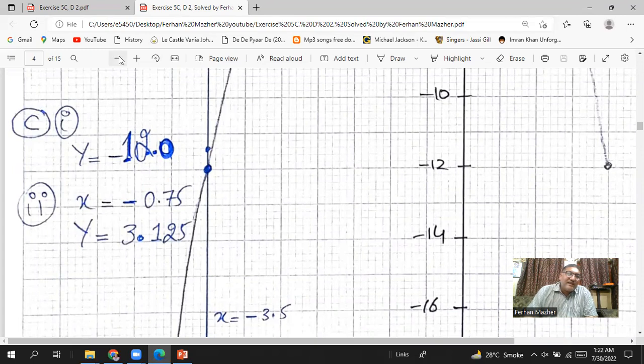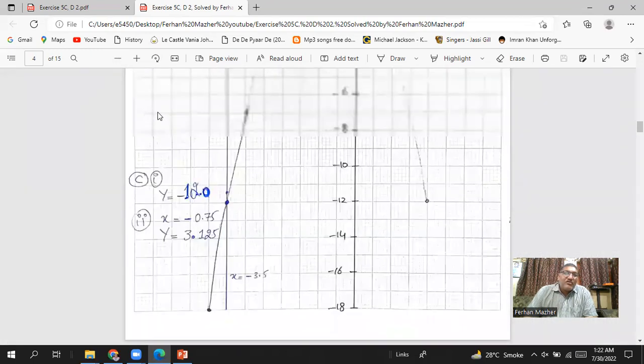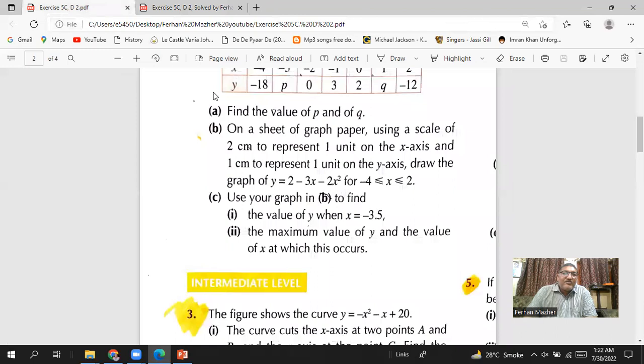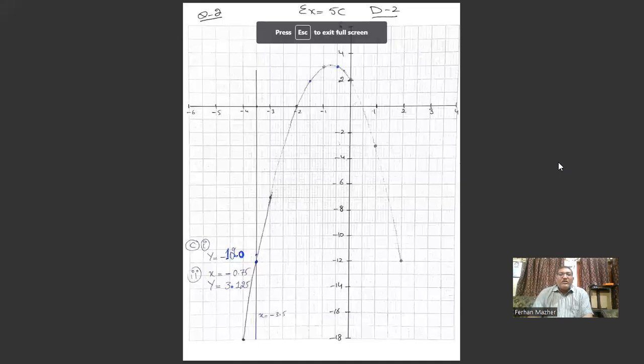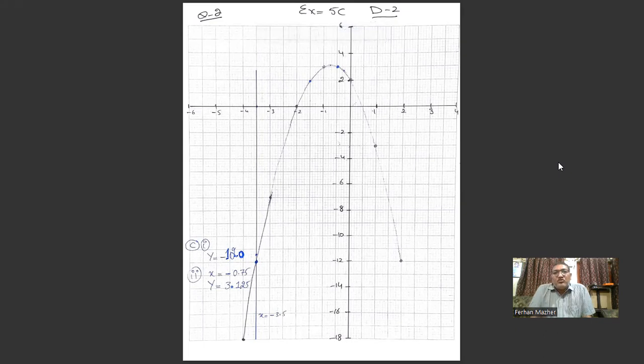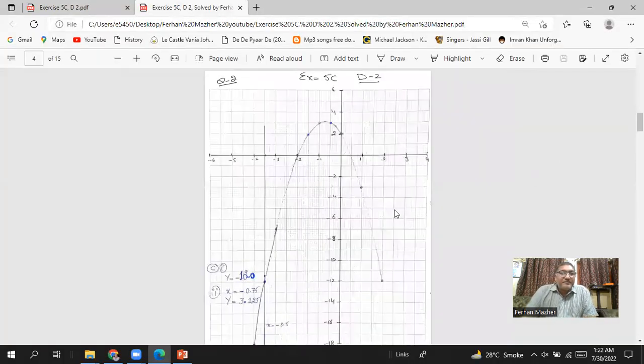So this is the graph. I hope you understand this. Let me check if there is another question. No, it is not asking any other question on this graph paper. So this is, my dear students, the graph, which is of question number 2 of exercise 5C. Let me increase the size so you can see the whole. I hope you understand, and you will draw this graph there. Okay, so we are going to the next question.